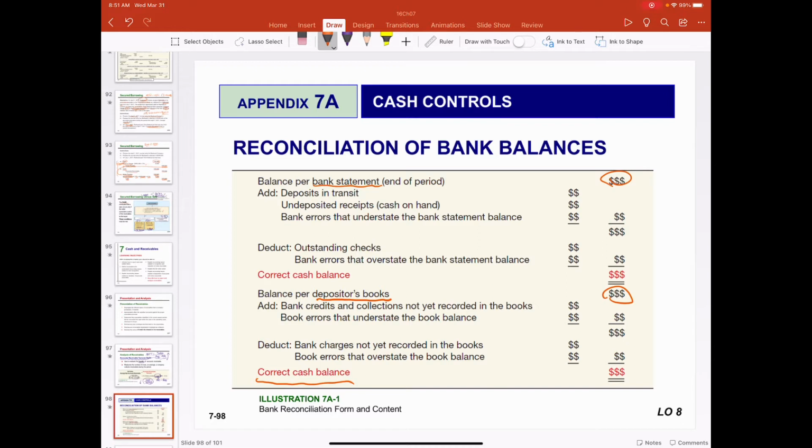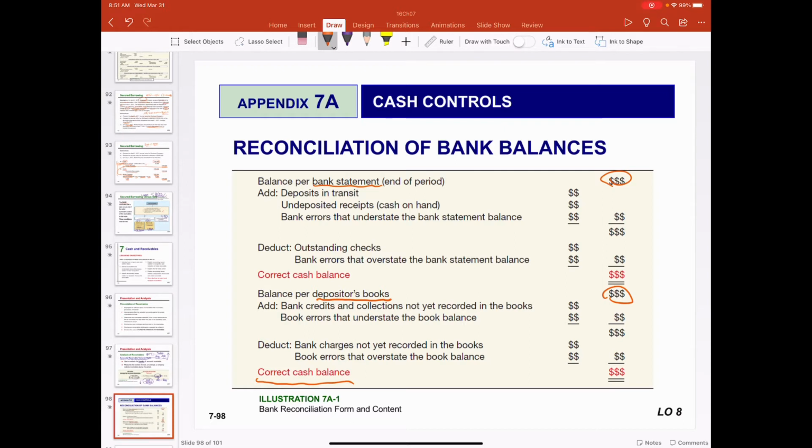This happens because of timing issues in cash transactions. Some deposits or disbursements were recorded in the firm's book while they are not updated in the bank statement. Or sometimes some cash transactions happen in the bank statement but were not updated in the firm's book. That's the reason there is a difference between these two balances, so we should reconcile these two books to get the correct cash balance.